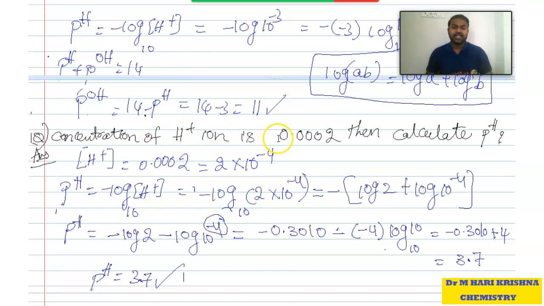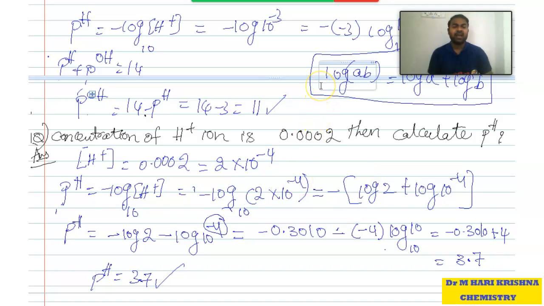Concentration of H plus ion is 0.0002. Then calculate pH. So concentration of H plus equal to 0.0002. That means after decimal point there is 4 digits. So 2 into 10 power minus 4. So if we know concentration of H plus value, we can find out the pH value. pH equal to minus log concentration of H plus. Substitute the H plus value. Then it becomes minus log 2 into 10 power minus 4.